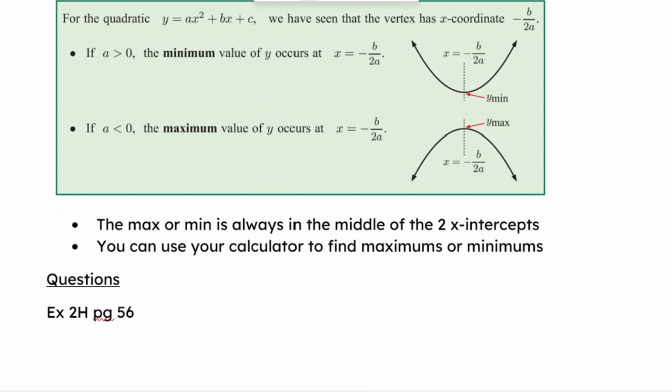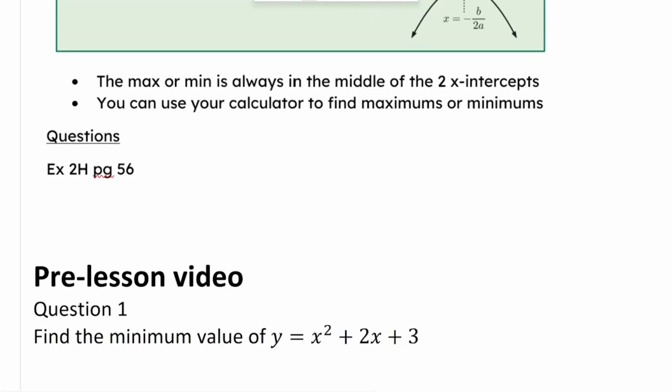Okay, the other fact you need to know is that the maximum or minimum is always in the middle of the two x-intercepts. And that's what I mean when I say the word vertex. So the vertex is the highest or lowest point on your quadratic, depending which way it goes. So let's do this one.